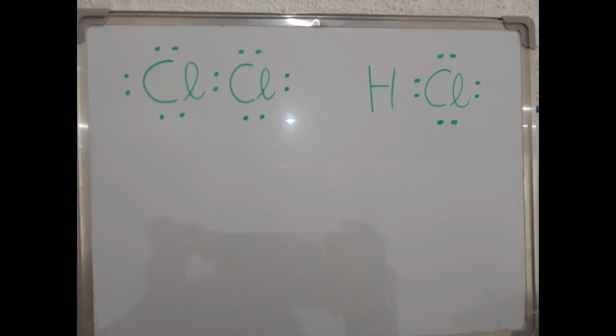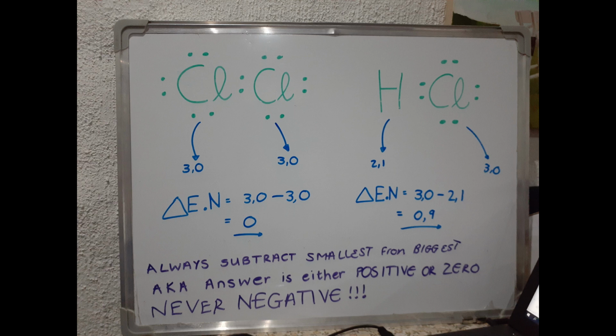So if we see the Lewis structure of these two molecules, we can see in chlorine, they both have the same electronegativity. So the electrons will be shared exactly in the middle. The difference in electronegativity would be 3 minus 3, which is 0. However, if we look at the hydrogen chloride molecule, chlorine has got a higher electronegativity than hydrogen. Thus, the bonding electrons will be closer to the chlorine than to the hydrogen. Still a shared bond, shared electrons in a covalent bond, but the electrons are closer to the chlorine atom than the hydrogen.